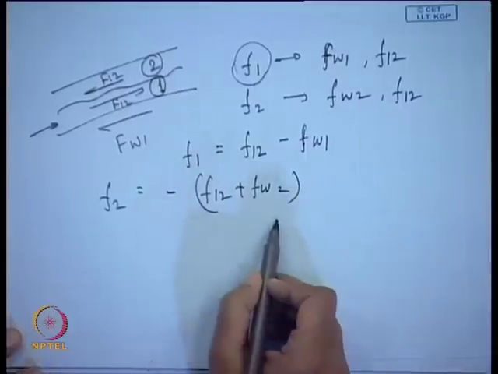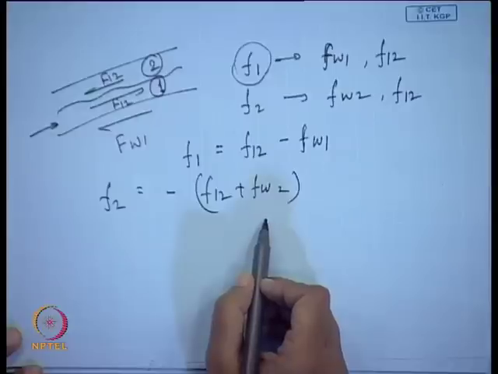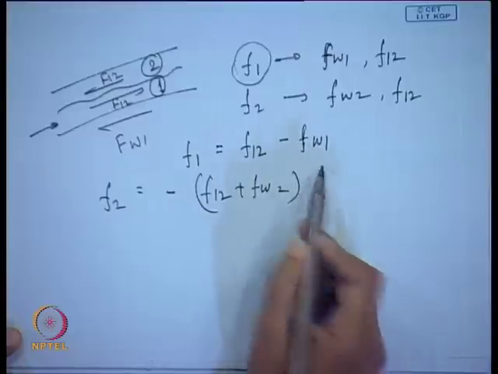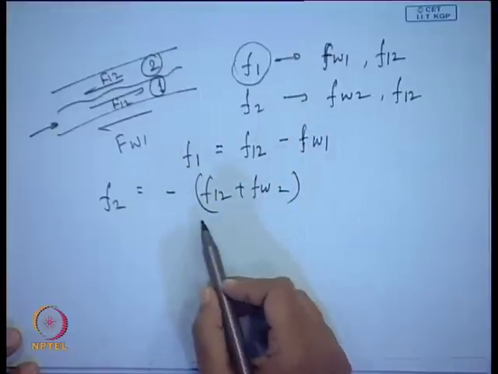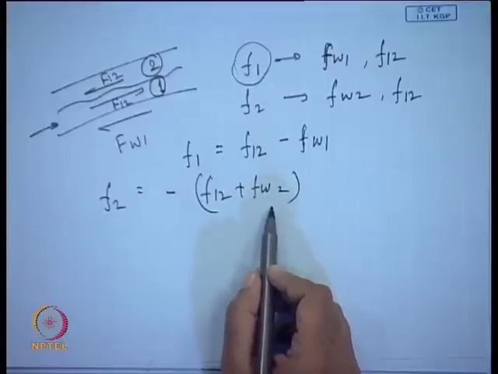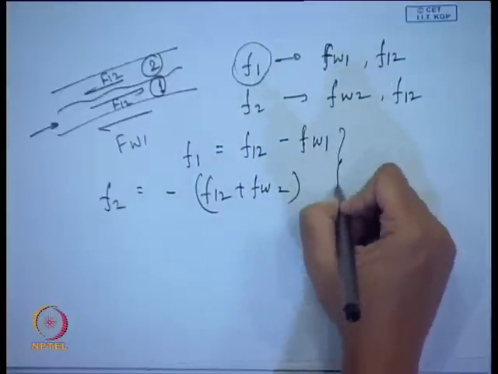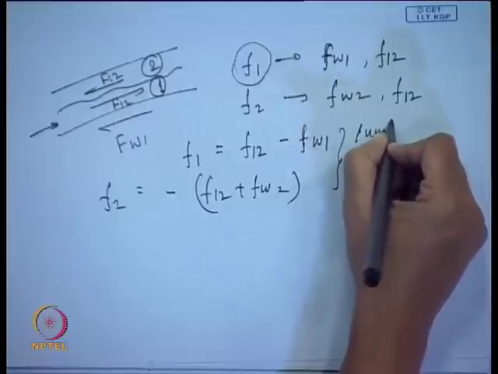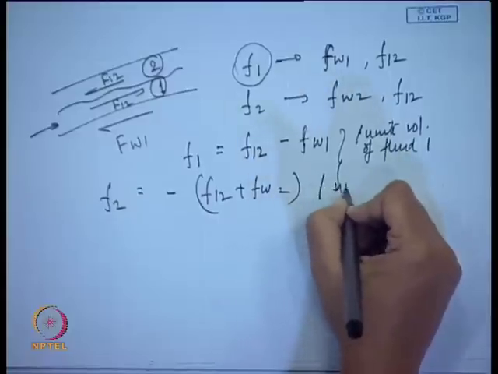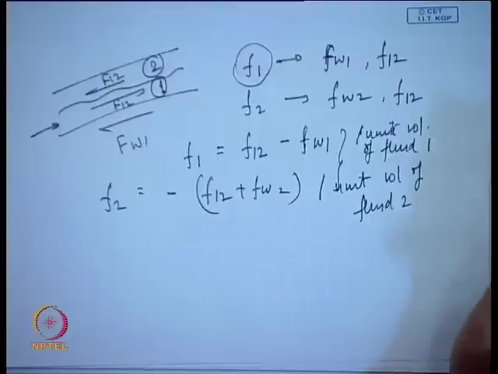So, this part if you see, F1 becomes F12 minus Fw1, and F2 becomes minus of F12 plus Fw2. Fine. And if we have to consider it per unit volume, this is per unit volume of fluid 1, this is per unit volume of fluid 2. These things we had already discussed, I believe, in the last class.